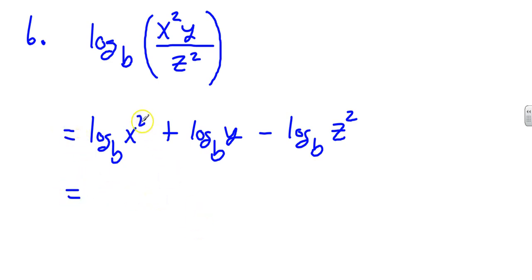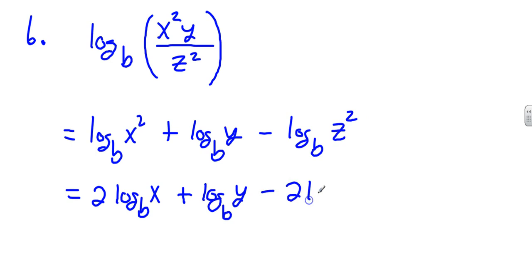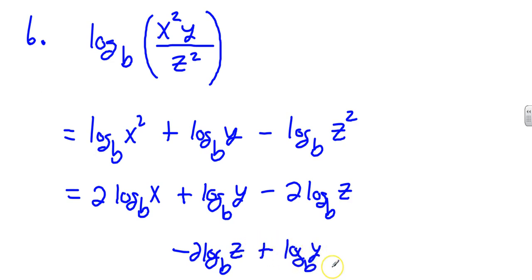And then one last thing to do, because you have the exponent here, bring that exponent out front, so make it 2 log of x plus the log of y, and then for this one minus 2 log of z. And technically, you could move these around in different places. Like you could flip-flop where these two are. You could have minus 2 log z plus the log of y there.